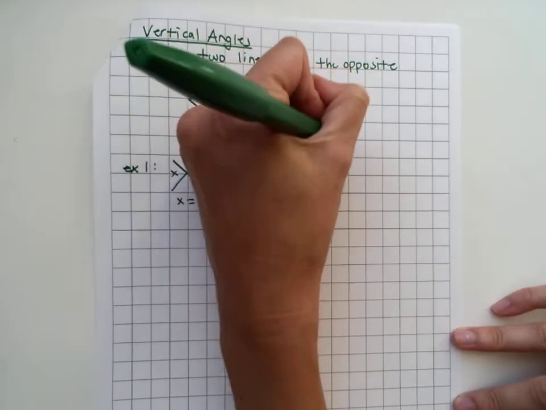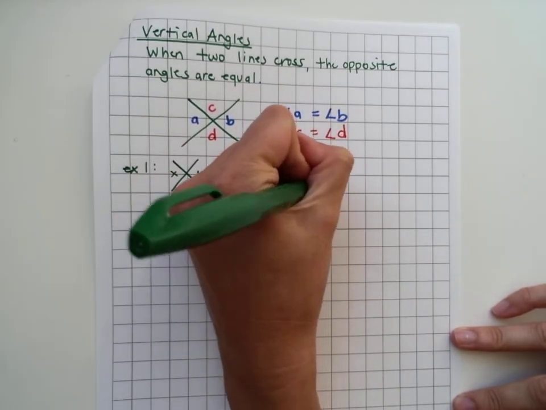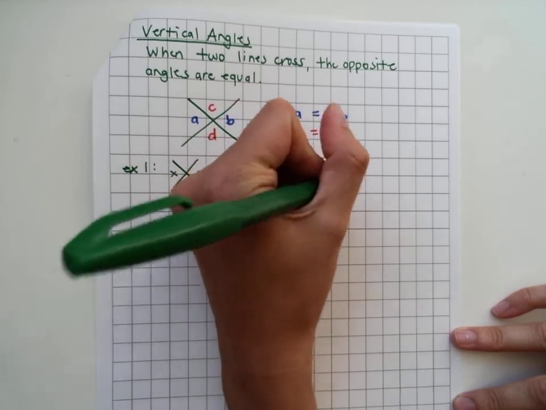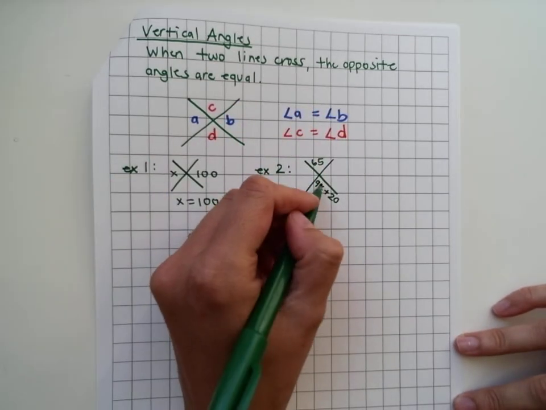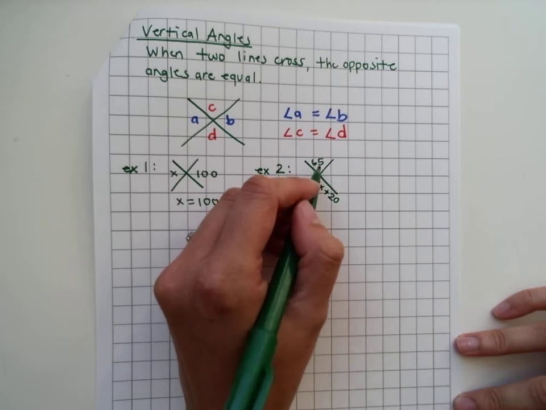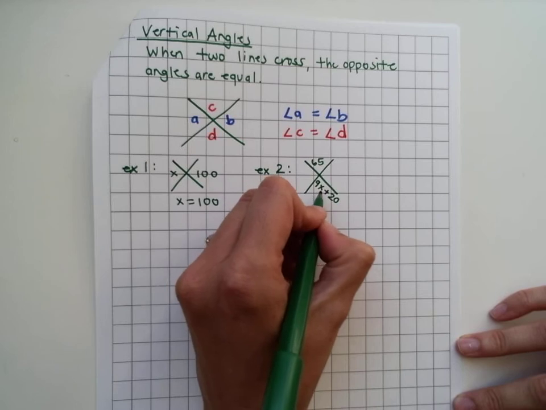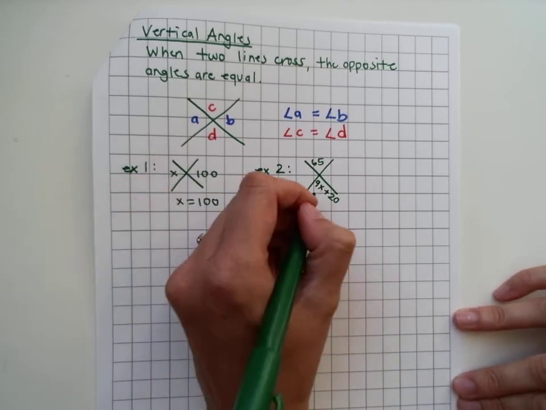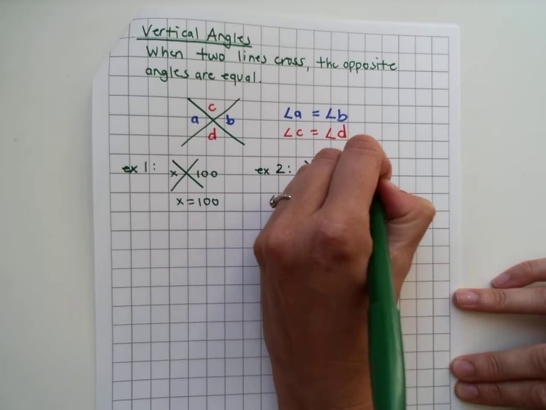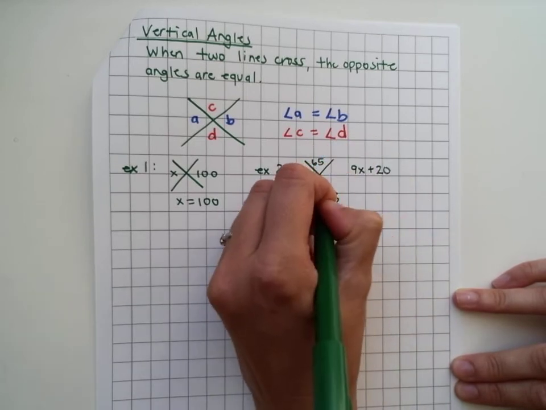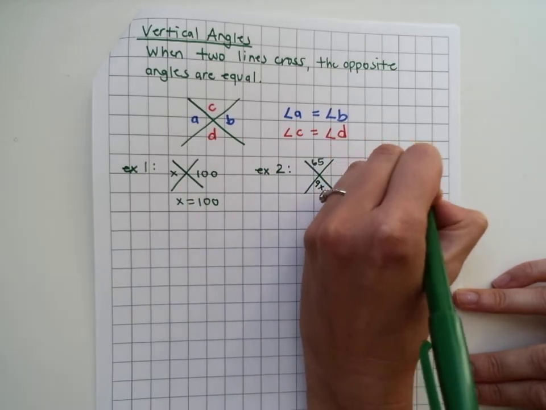Let's do another example. We have 65 as the measure of this angle, and the angle down here is 9x plus 20. Well, they are vertical angles because they are opposite when two lines cross. So we know that this angle is equal to this angle, and so we can set up an equation. So 9x plus 20, which is this angle, equals this angle, which is 65.